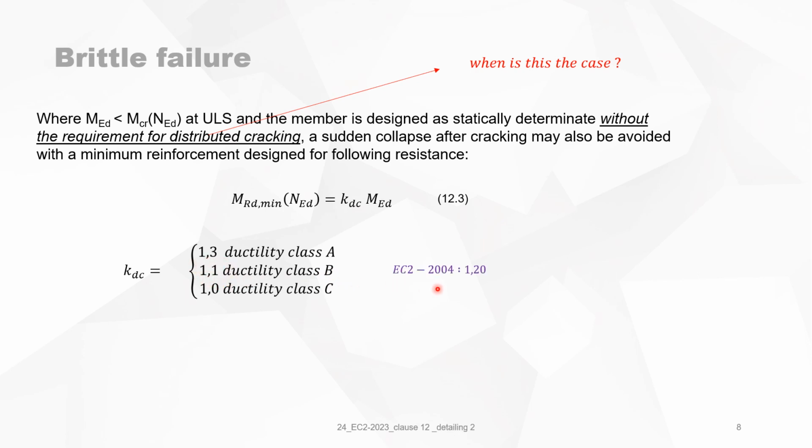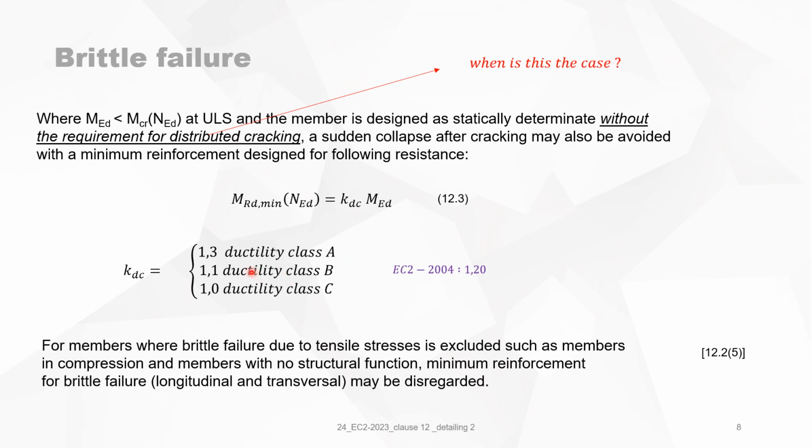Eurocode 2 version 2004 uses the factor 1.2 independent of the ductility class. So we have, in principle, a reduction.